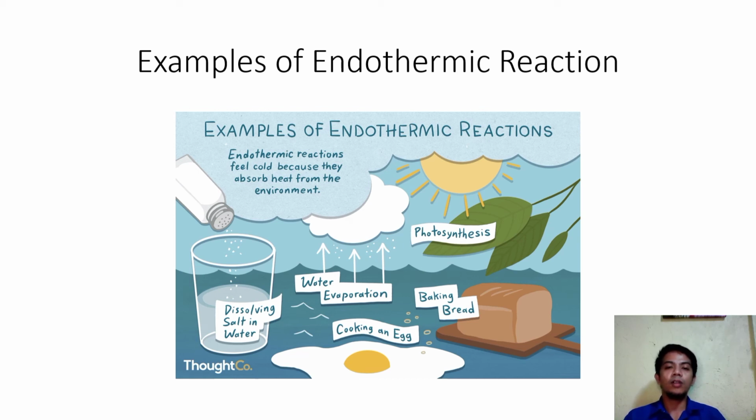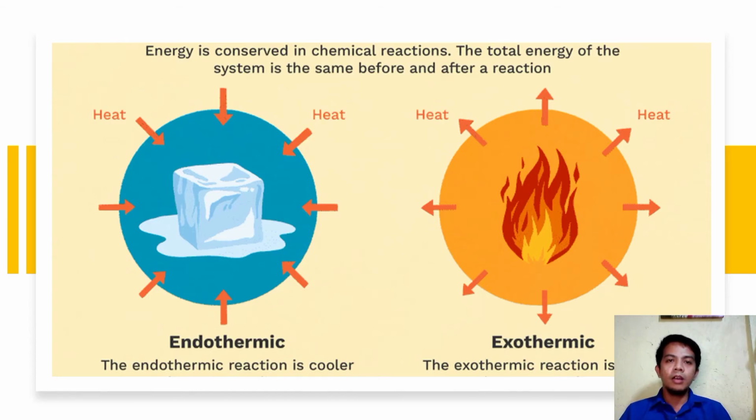Another example of endothermic reaction is dissolving salt in water, water evaporation, the baking of bread, and the cooking of egg. So to summarize this, an exothermic reaction releases heat, causing the temperature of the immediate surrounding to rise, while an endothermic reaction absorbs heat and cools the surrounding. So again, exothermic releases heat, and endothermic absorbs heat.